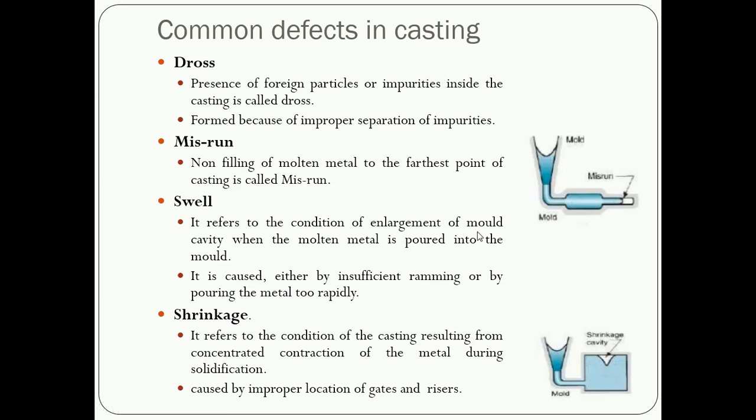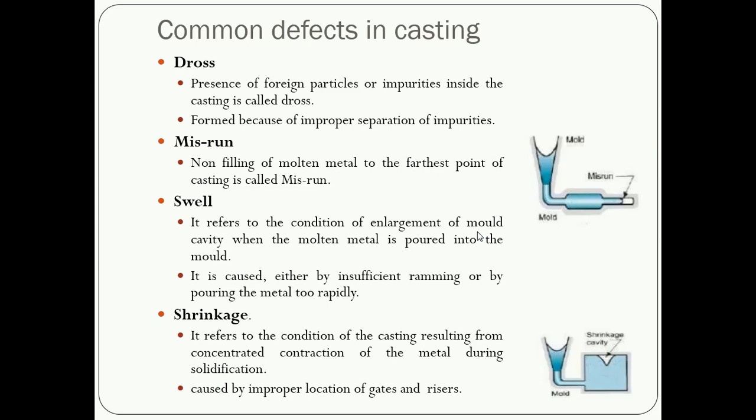Swell means it refers to the condition of enlargement of the mold cavity when molten metal is poured into the mold. Now suppose swelling means, in Marathi we call it sujne. The mold cavity becomes bulkier. That defect is called a swell. It refers to the condition of enlargement of the mold cavity, and it is caused either by insufficient ramming or pouring the metal too rapidly.